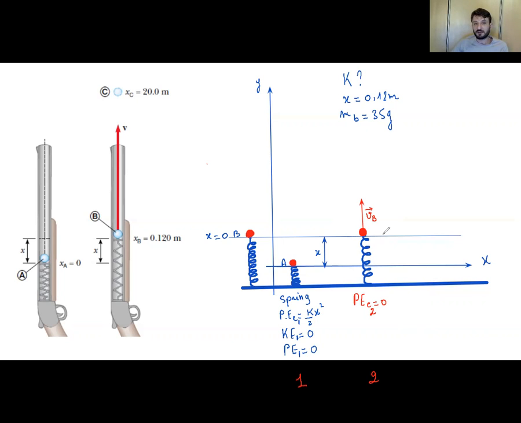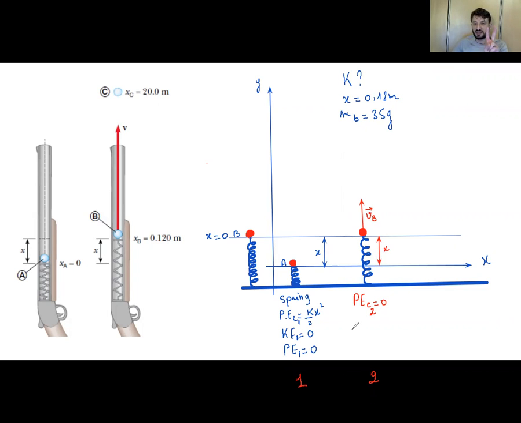Okay, it's all about the spring. Now let's talk about the ball. The ball at this point has a velocity, so we have kinetic energy. The ball at this point has a height equal to x. Okay, look here. We have a height here equal to x. So we have a gravitational potential energy.